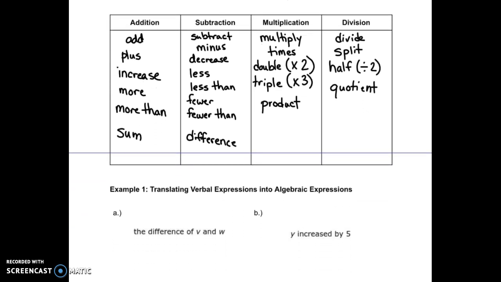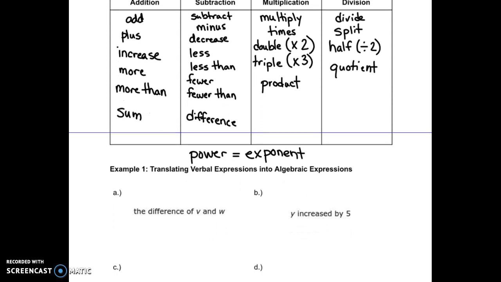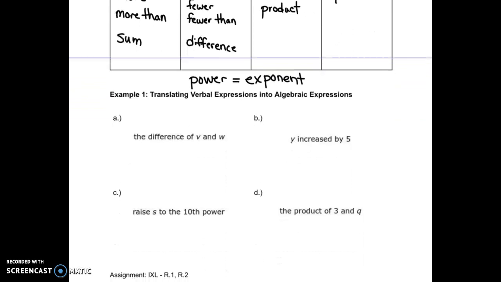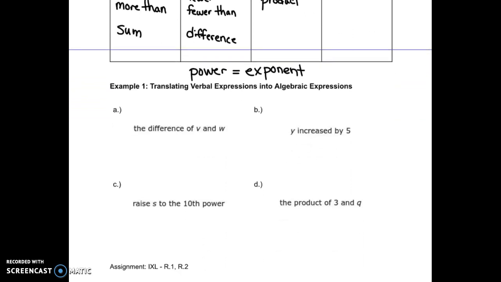Underneath the table here, I want you guys to write power. When we see that word power, that means we're going to have an exponent. If we say to the 5th power, that means the exponent's going to be 5. So let's go ahead and work through these.